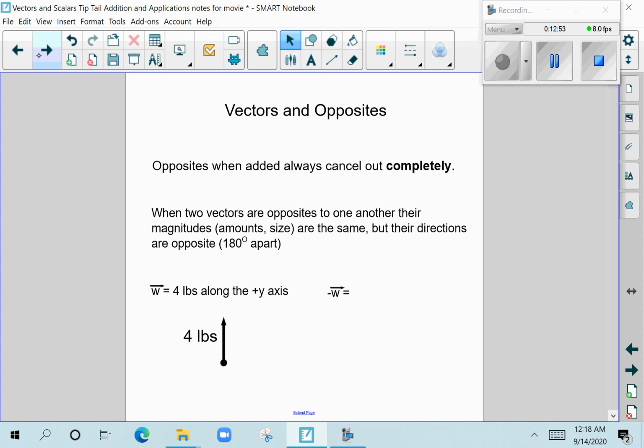Here I have 4 pounds going along the positive y-axis. What would bring this to 0? That would be 4 pounds in the exact opposite direction. So that'd be along the negative y-axis.